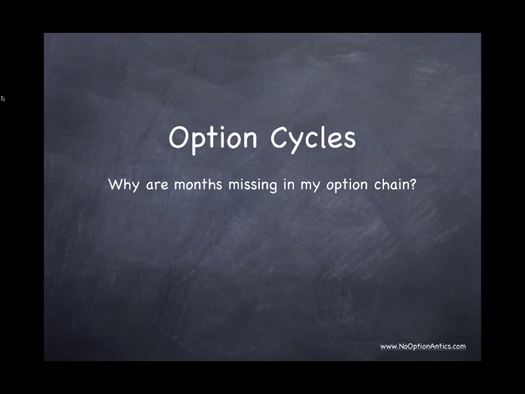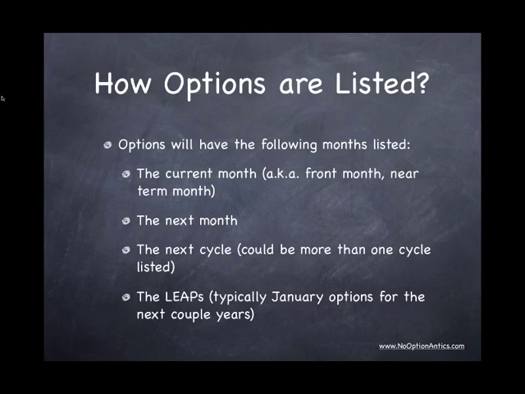And what we're going to determine is why, when you're looking at an option chain, there are months missing on your option chain. So let's get into it. Let's first talk about how the options are listed on the option chain.